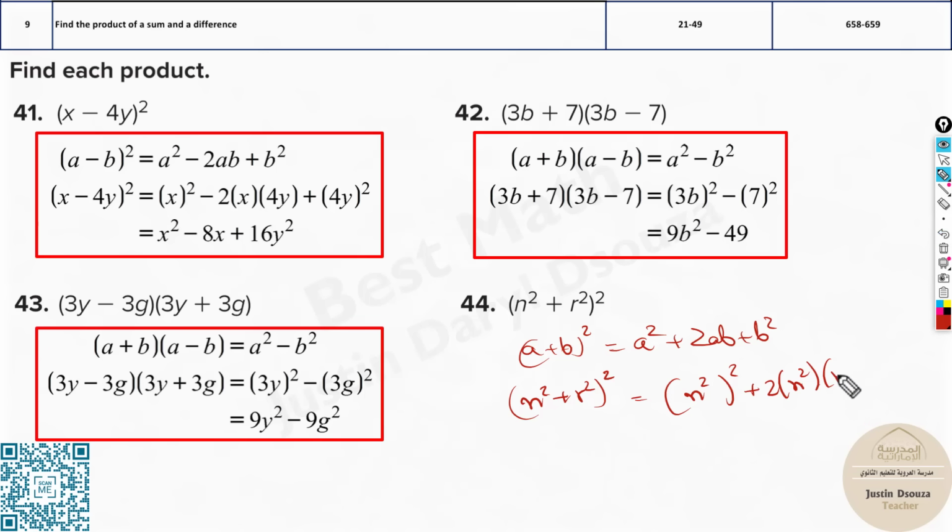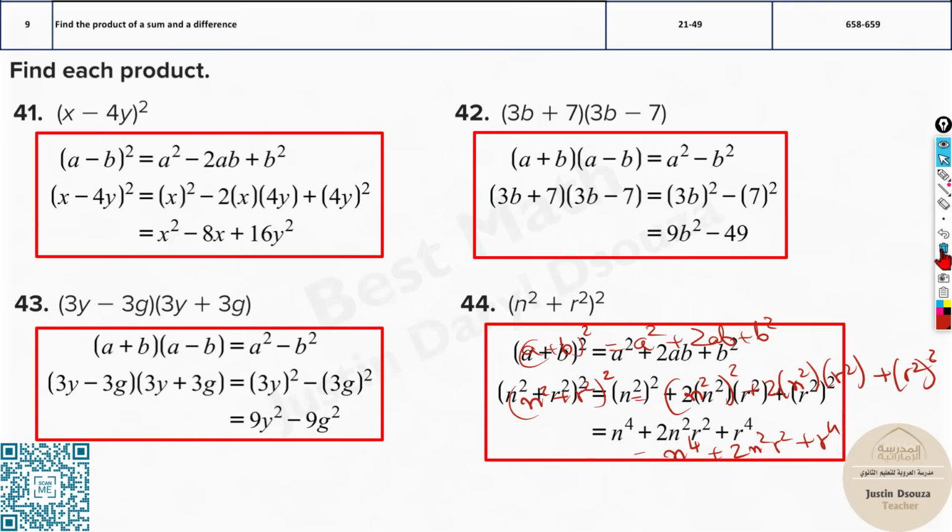So here we have r squared plus, what is b? B is r squared, the whole square. So now when we simplify, it will be n power 4 plus 2 times n squared r squared plus r to the power 4. This would be the final answer. So we can see here, that's the answer.